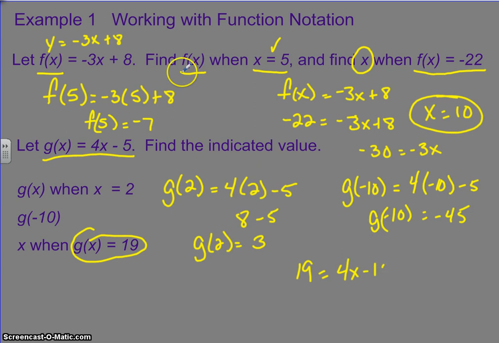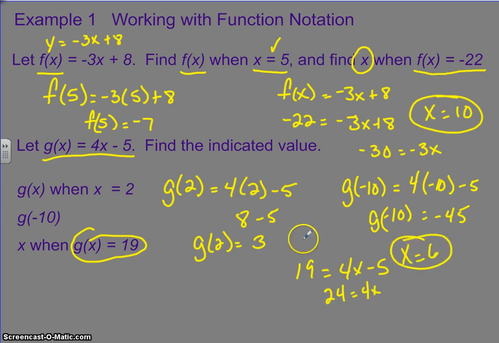I'm sorry, I was about to write something else. Let's go back a couple. 19 equals 4x minus 5. I do not put the 19 in for x because I'm not substituting for x. I'm substituting for g of x, and I'm going to find x. So I add 5 to both sides. I get 24 equals 4x. So divide by 4. I get x equals 6. And we're done.